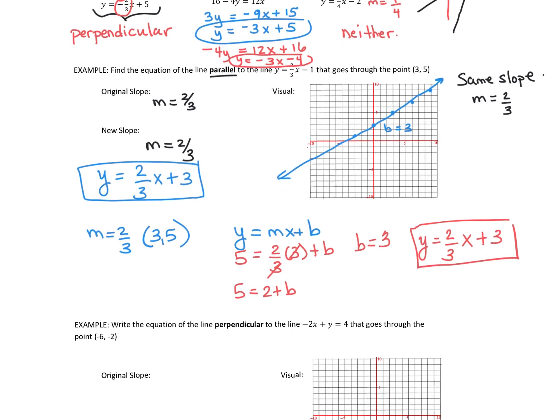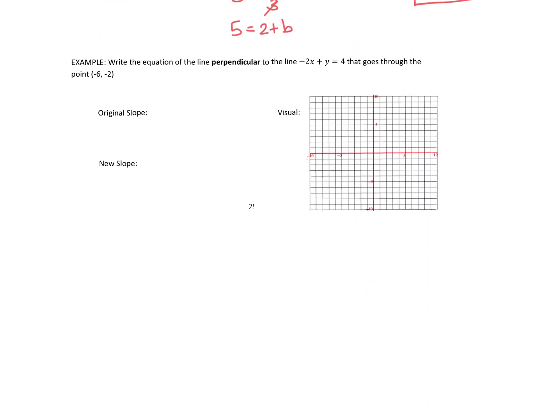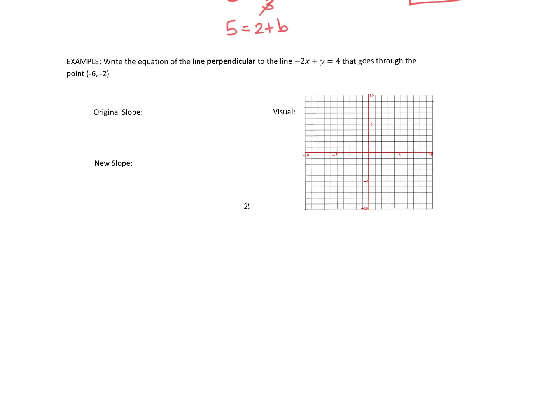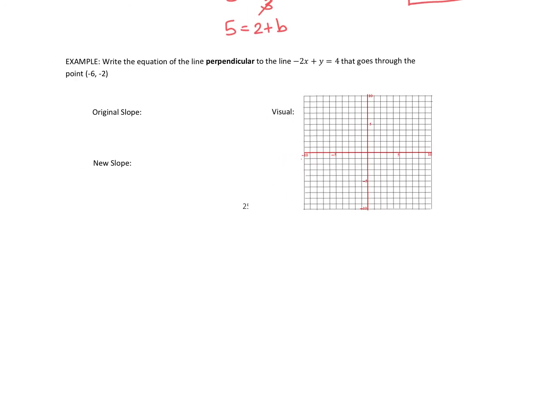In this next example, we want to write the equation of a line perpendicular to the line minus 2x plus y equals 4 that goes through the point 6, negative 2. So again, what I'd like to do is take this equation and solve for y. So I'm going to add 2x and get y equals 2x plus 4. So our original slope here is 2. And since we want to be perpendicular, our new slope is going to be negative 1/2.